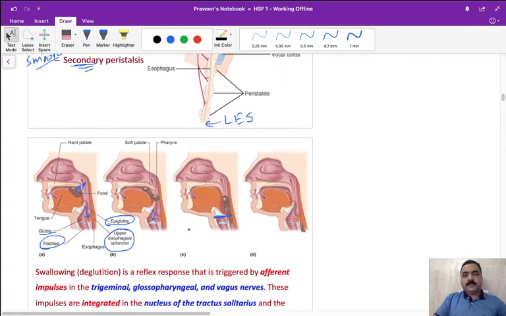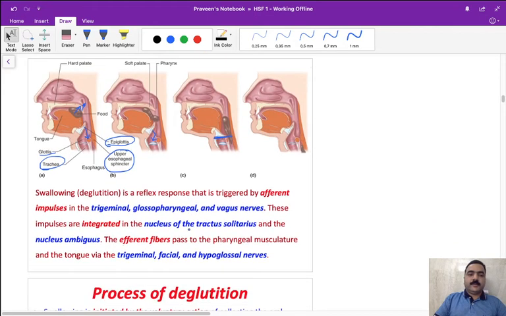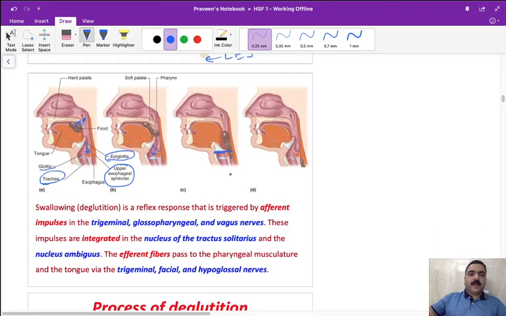So let's see what nerves are involved in this. They cause the peristaltic movements within your esophagus, and the other nerves that control. The deglutition reflex is a response that is triggered by the afferent, the sensory nerves.